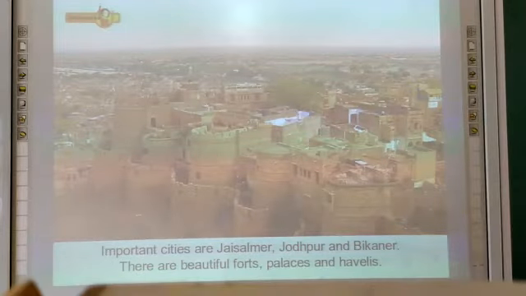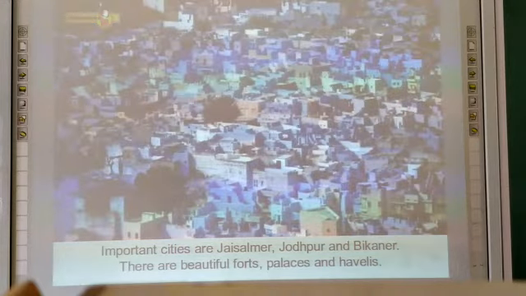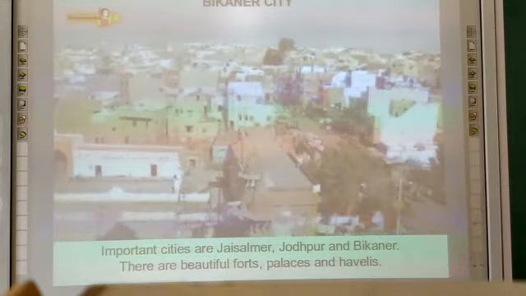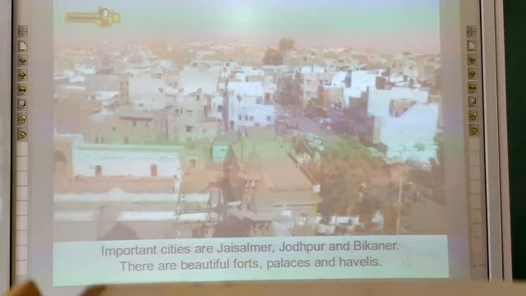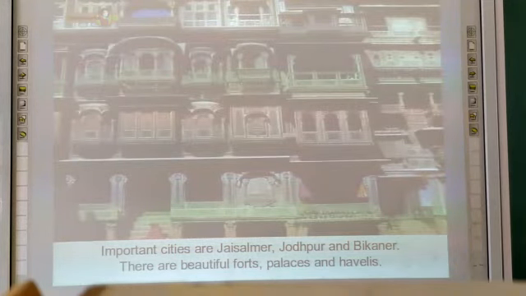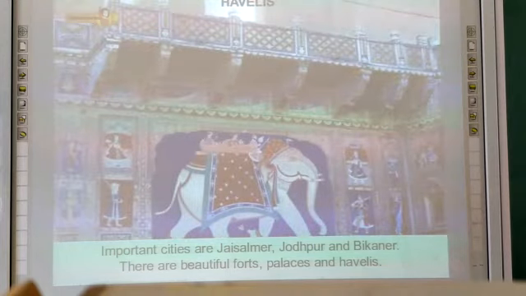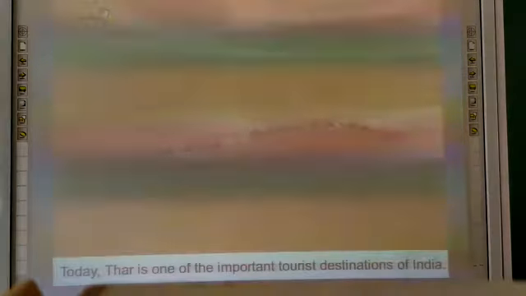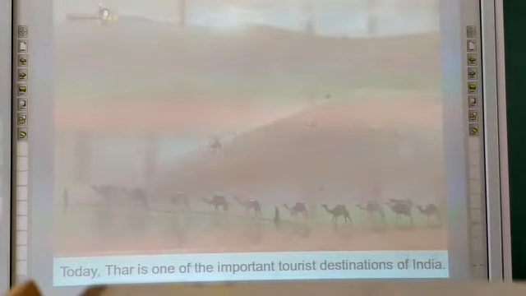Important cities are Jaisalmer, Jodhpur, and Bikaner. There are beautiful forts, palaces, and havelis here. Today, Thar is one of the important tourist destinations of India.